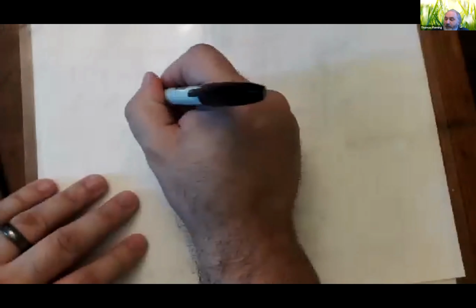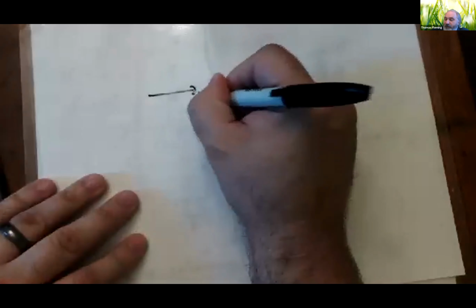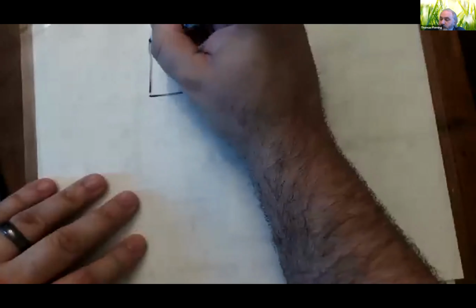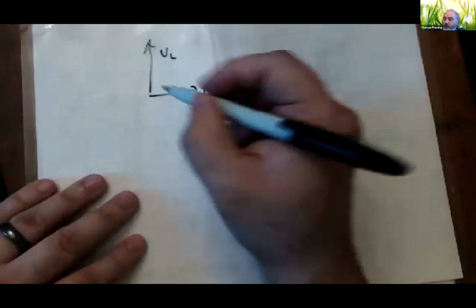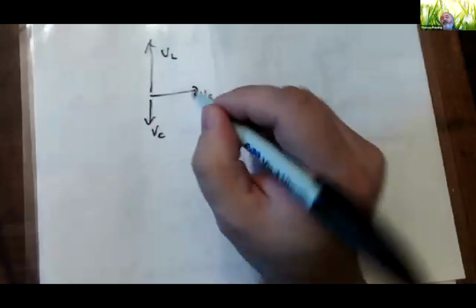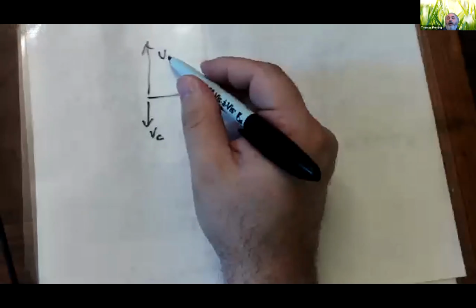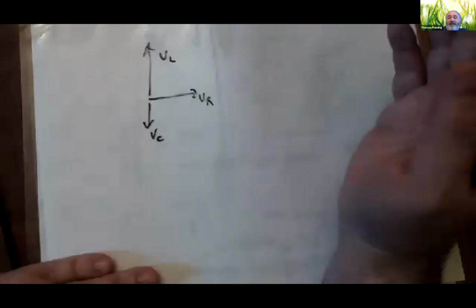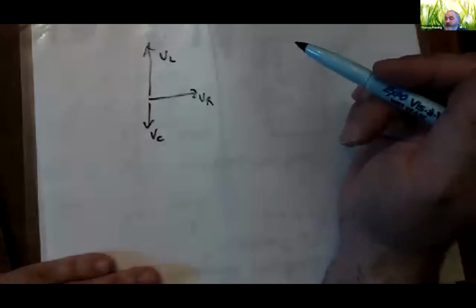So in our diagram, we had VR being this way and VL being this way. And they had VL being super big in the picture. VC they had being this way, and for their particular circuit, VC was smaller than VL, probably because the inductive reactance was bigger than the capacitive reactance. That doesn't have to be that way, but we're going to do it this way just for convenience's sake.